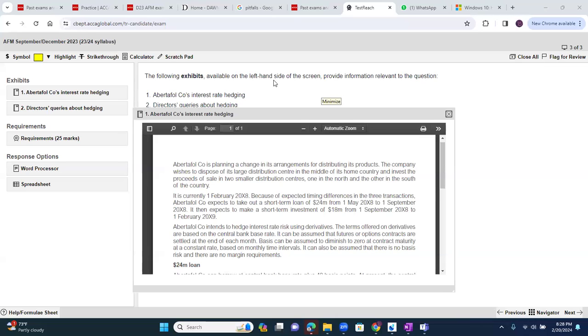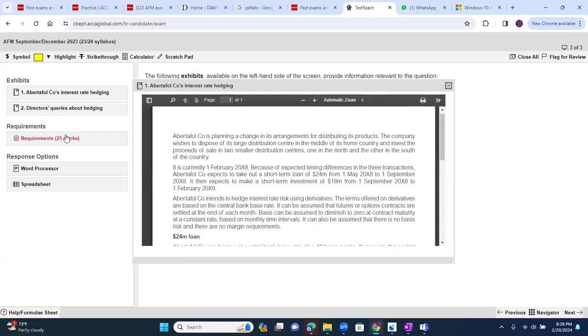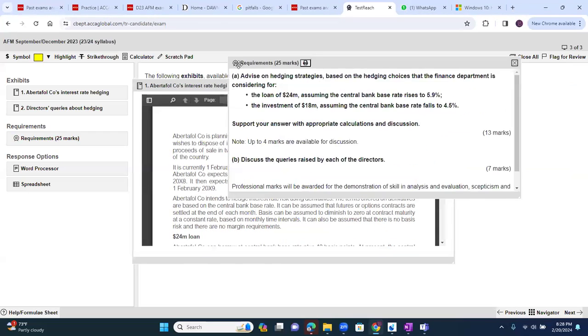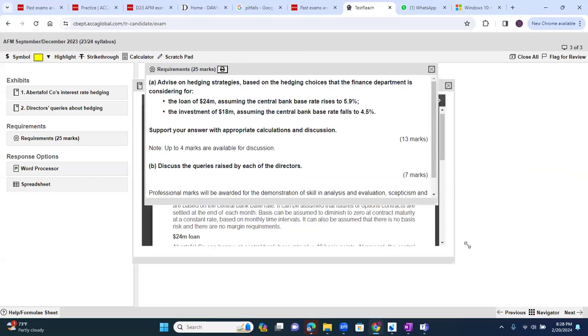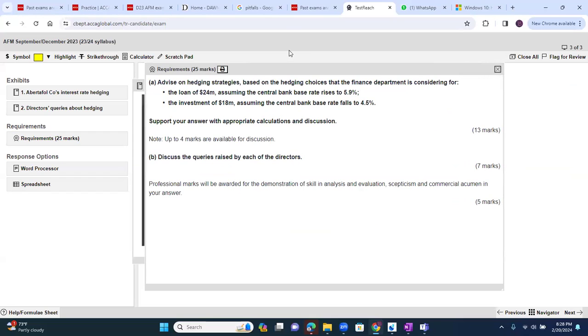Okay, guys, let's start the question. It's a risk management question. Let me read the requirement first, then, obviously, we will discuss the scenario. I didn't solve it earlier, so I don't know whether it's a difficult question or easy.